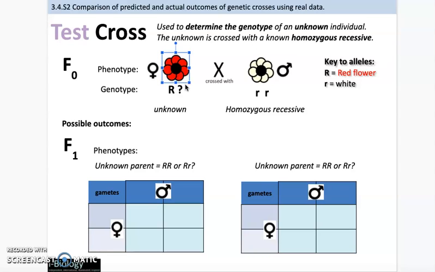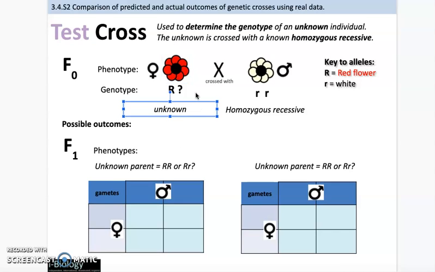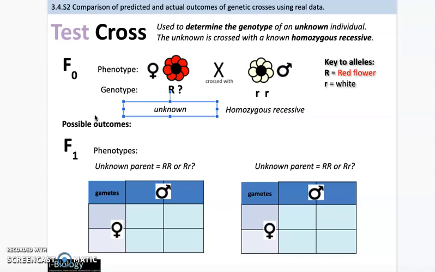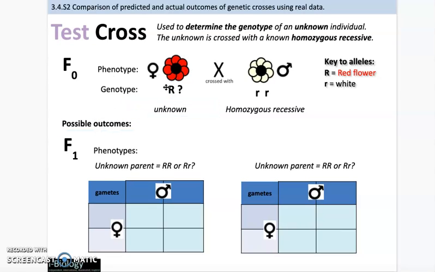But when we see a red flower, we're not exactly sure what its genotype is. Why? If you said we don't know if it's heterozygous or homozygous dominant, you would be correct. It could either be big R big R or big R little r, so either homozygous dominant or heterozygous. We don't know. So we're going to perform a test cross to know what the genotype of the unknown parent actually is. So what we do is take a Punnett square, like the ones below.